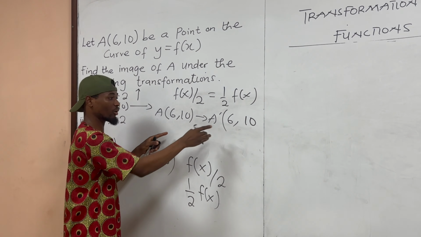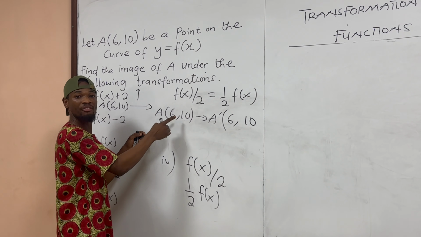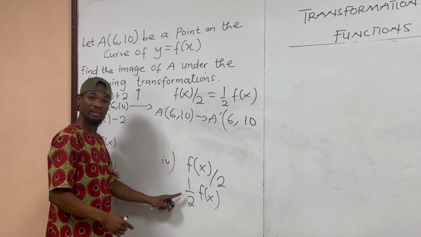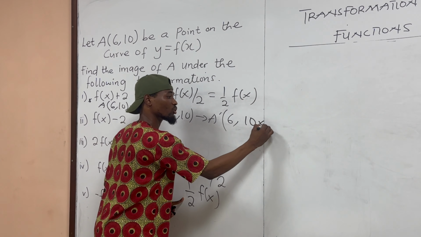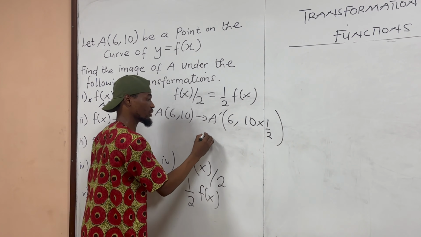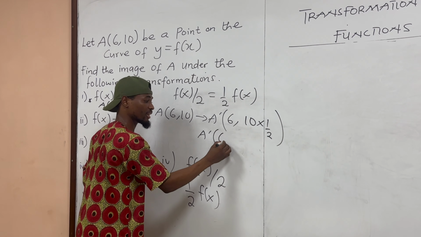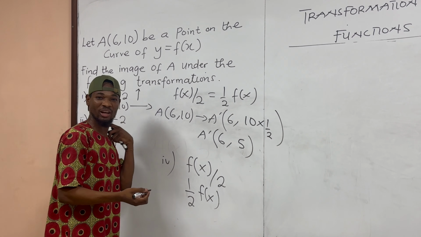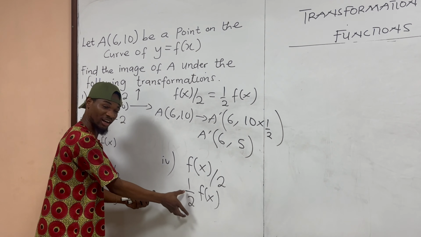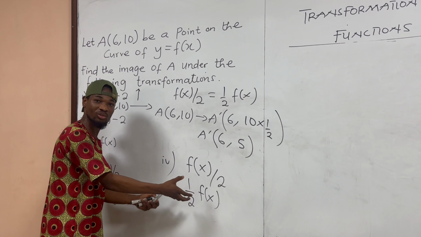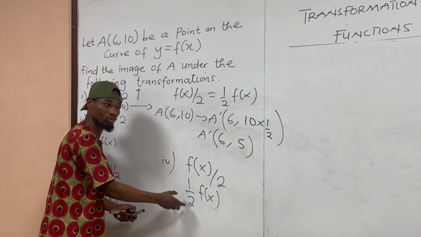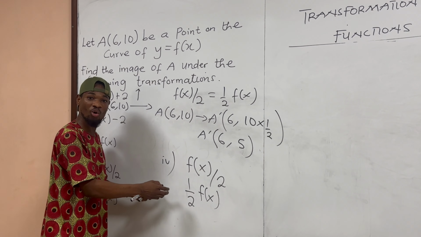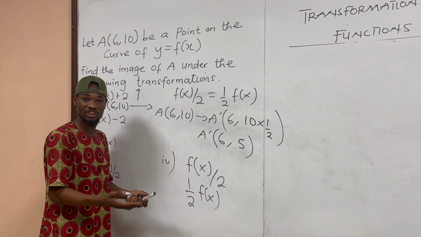See the first one, we multiplied by the scale factor given, which is 2, to get 20. So this time around, we are going to multiply this by the half. So you get A prime, then I have 6, comma, I have my 5. So whenever you have a fraction and you are considering vertical stretch or compression, the fraction will always give you a shrinkage, and the whole number will give you the enlargement, okay?